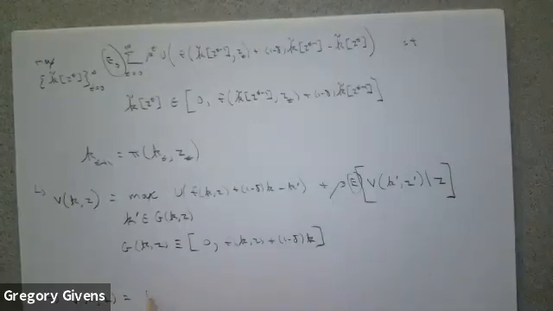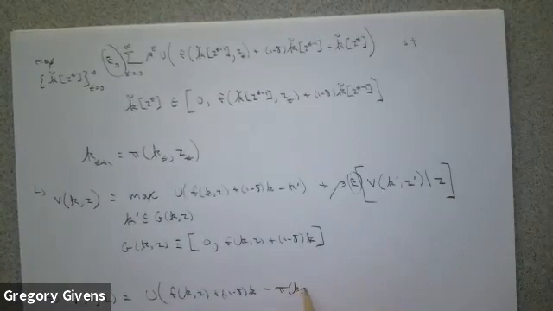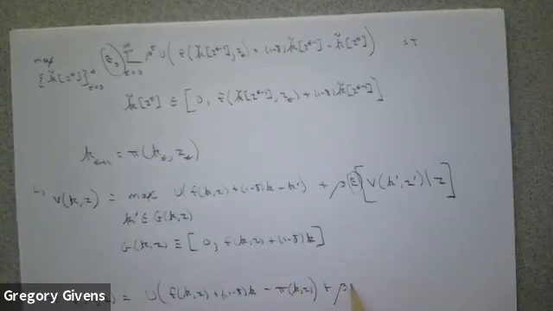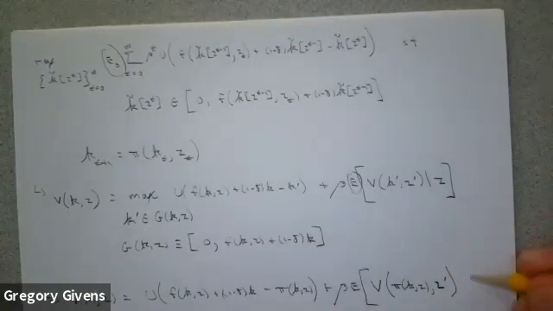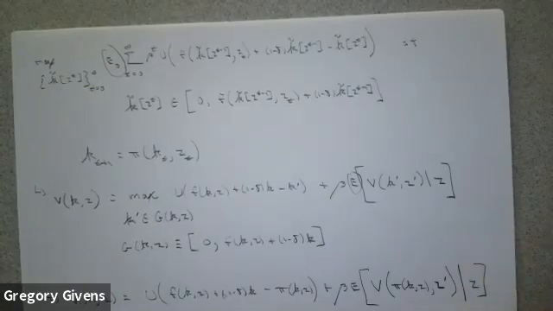V of kz is equal to u of f of kz plus (1 minus delta) k minus k prime, which is the same as pi of kz, plus beta times the expected value of v of k prime, which is pi of kz, comma z prime, which is a random variable that we don't know the value of, conditional on information in the current period, z. So the optimal policy function pi has to satisfy this Bellman equation.